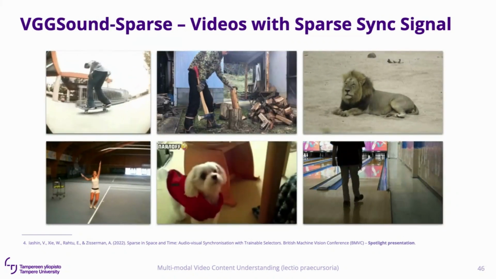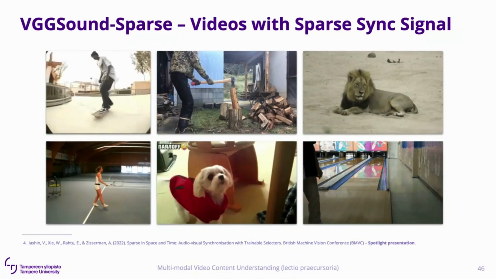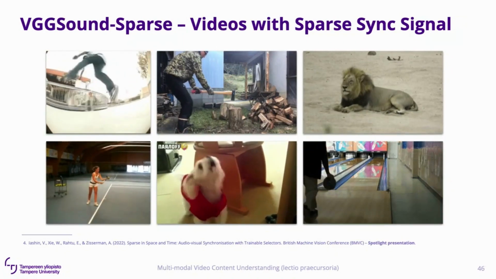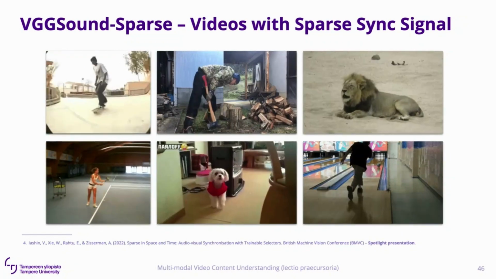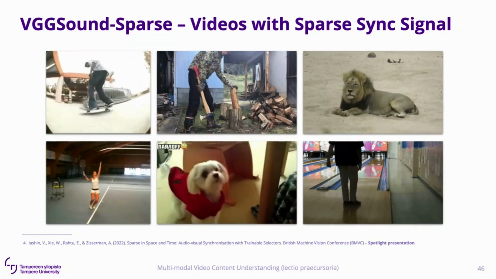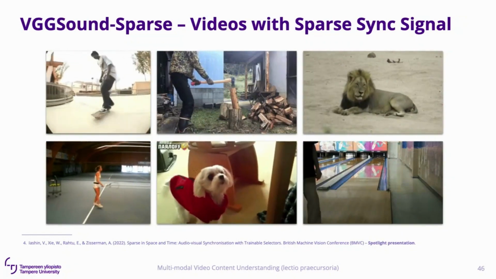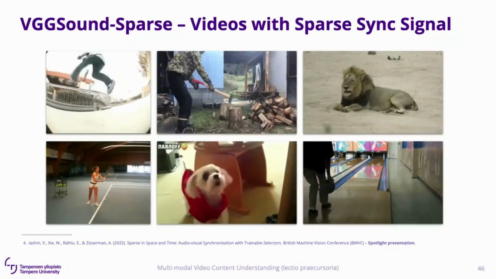Since there is a lack of video datasets with sparse synchronization signals, we curated a subset of VGGSound called VGGSound Sparse, which consists of 12 classes, namely dog barking, chopping wood, or skateboarding.